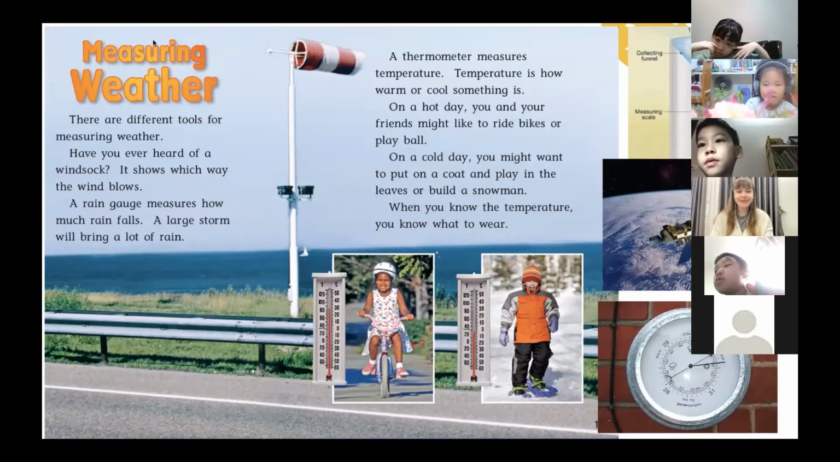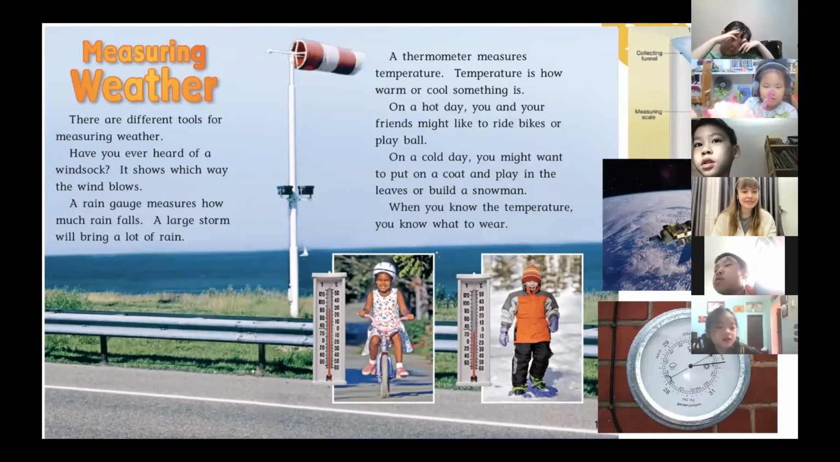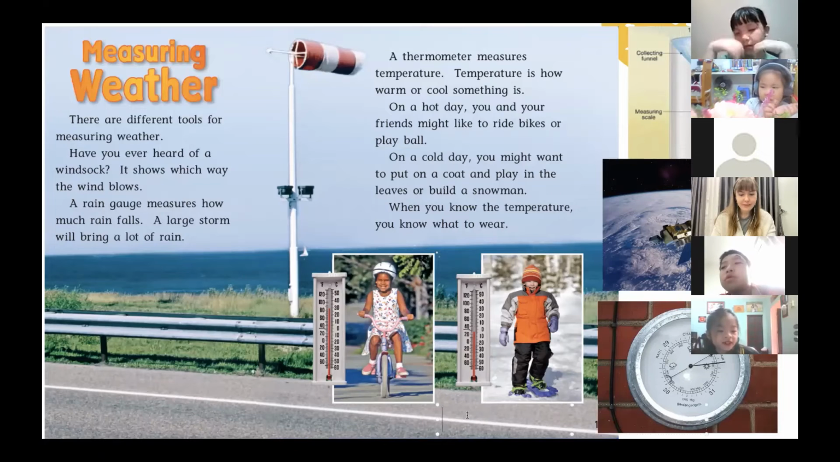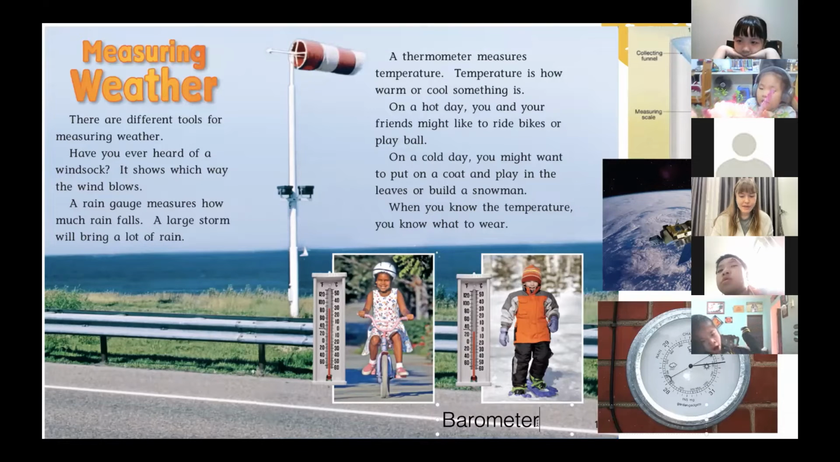Barometer. I can write how it's spelled. It's spelled bar-o-meter, and this helps measure the air pressure. So it measures how humid or how heavy the air is at a certain point in time. And this also helps weather scientists, meteorologists, interpret the weather.